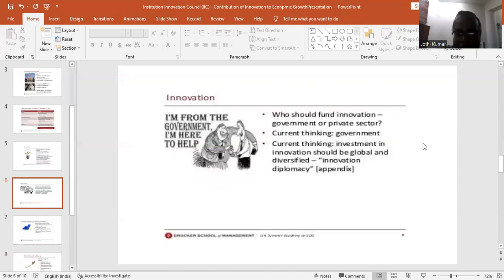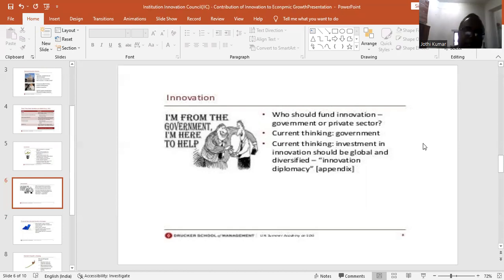So what is commercialization? Innovation is creating an invention, and commercialization is doing the business. So we are linking innovation with commercialization. Invention with commercialization becomes innovation. So now innovation becomes invention plus commercialization.